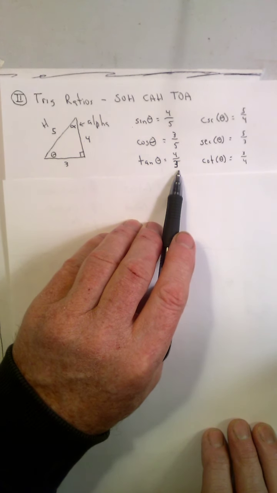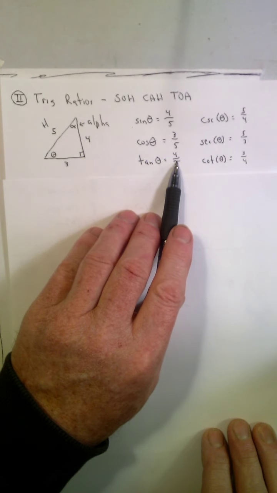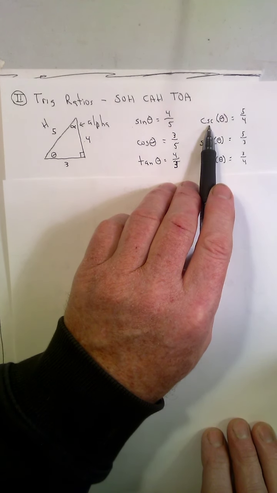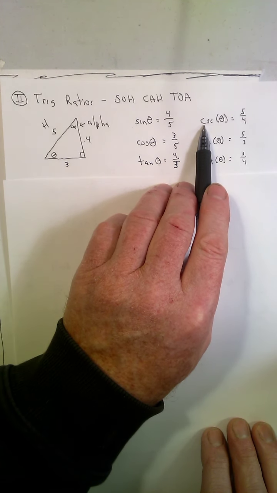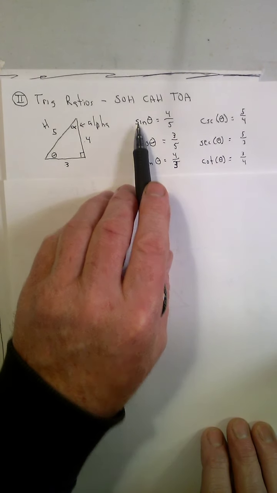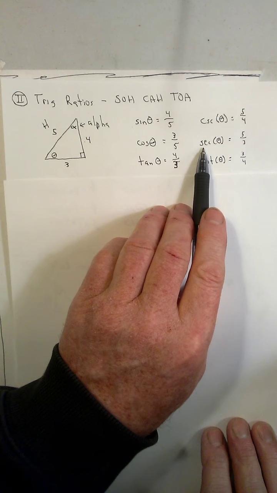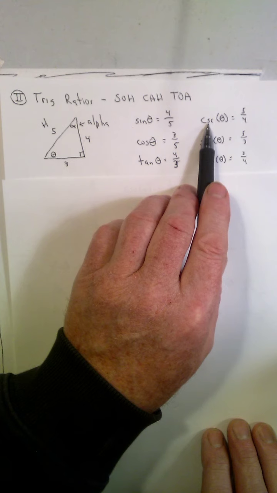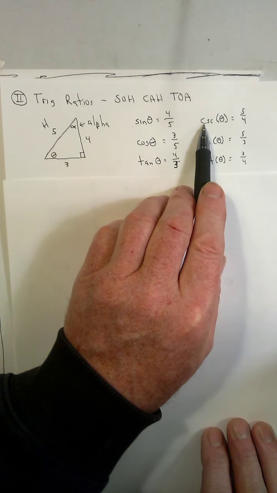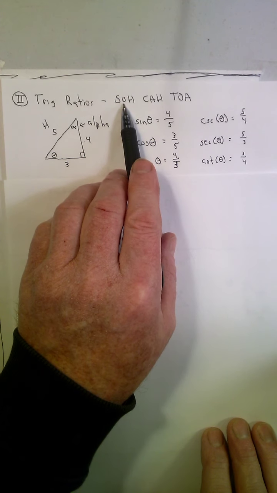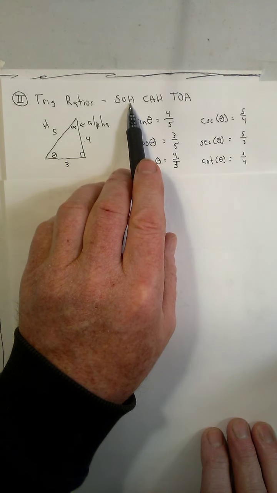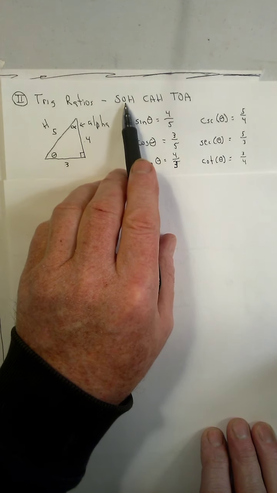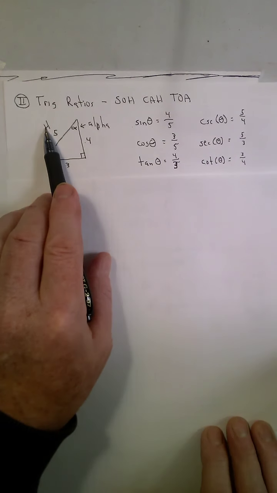Now take those three fractions and make their reciprocals. Cosecant is the reciprocal of sine. The one that starts with C matches with the one that starts with S. C, S. And that just happens to work in the English language. Okay, so the cosecant is the reciprocal of sine. Sine is opposite over hypotenuse. So cosecant is hypotenuse over opposite.